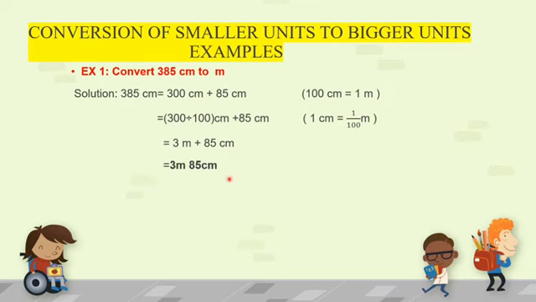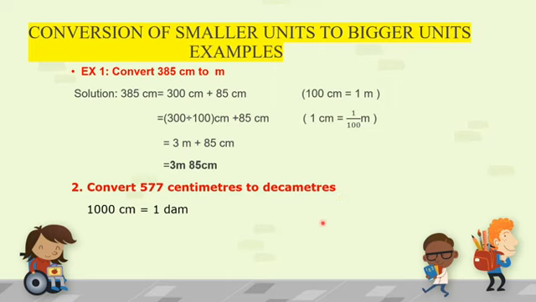Let's see another example. Convert 577 centimeters to decameters. Centimeter is a smaller unit, right? Millimeter, centimeter, decimeter, meter, then comes your decameter. So from smaller to higher unit we are going towards the left side. That means we are dividing.